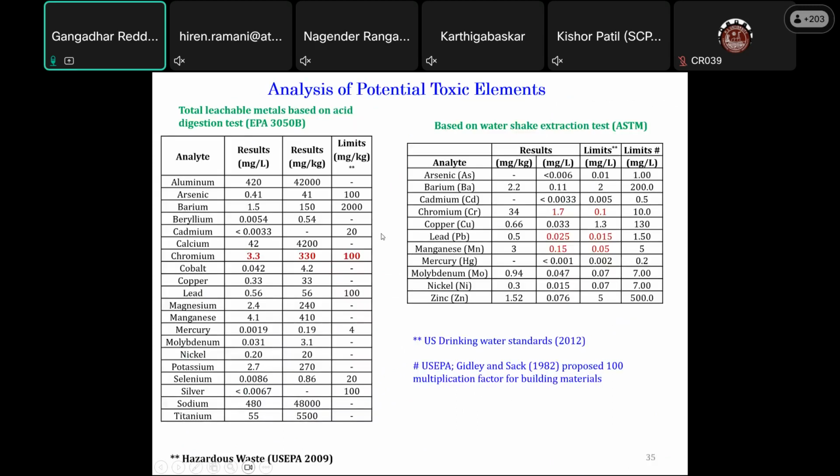So coming to the geo-environmental perspective, like I said, we have done a lot of geo-environmental characterization. The first one is based on the complete acid digestion, EPA 3050. Based on that, I conducted it on the red mud sample, and we observed that except chromium, most of the samples are within the hazardous levels. So here EPA says these are the classifications. Except chromium, all other elements are within the permissible limits.